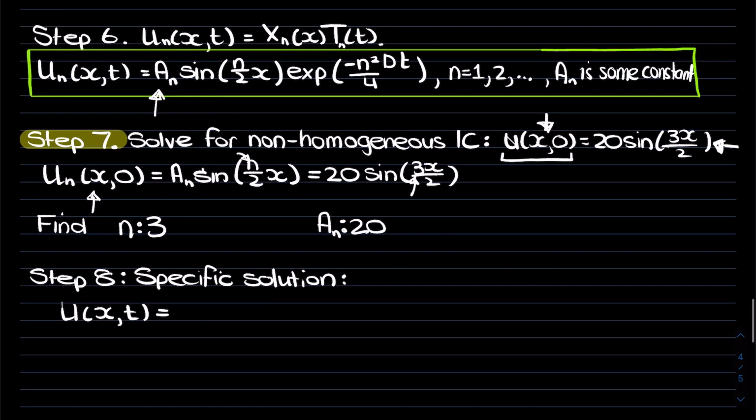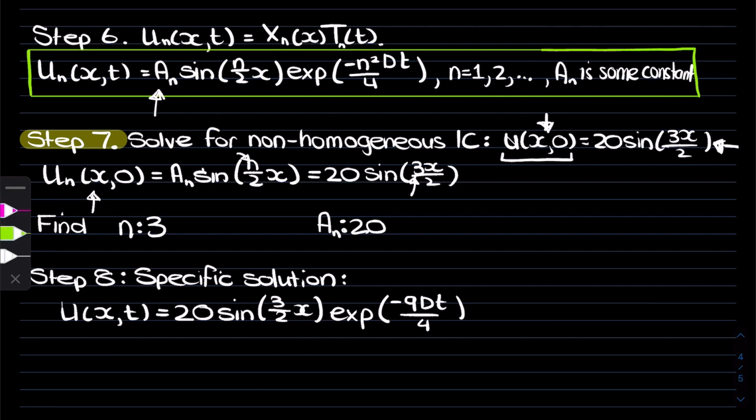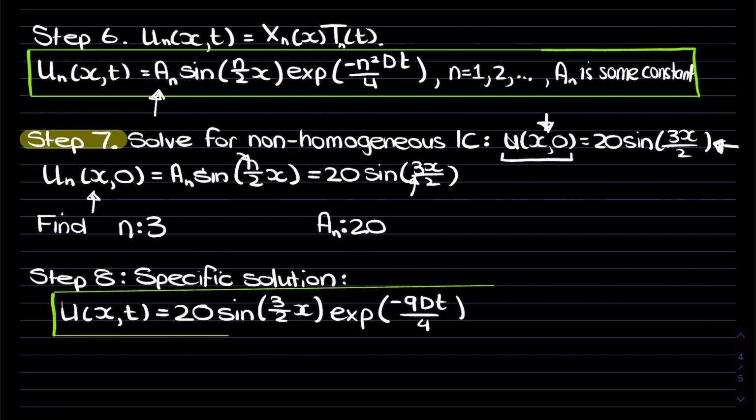So our a of n is 20. So we have 20 sine 3 over 2x exponential minus 9 dt over 4. And that is our solution. So that will model everything that we were presented with in the boundary conditions and the initial condition. So that solves all of those things.